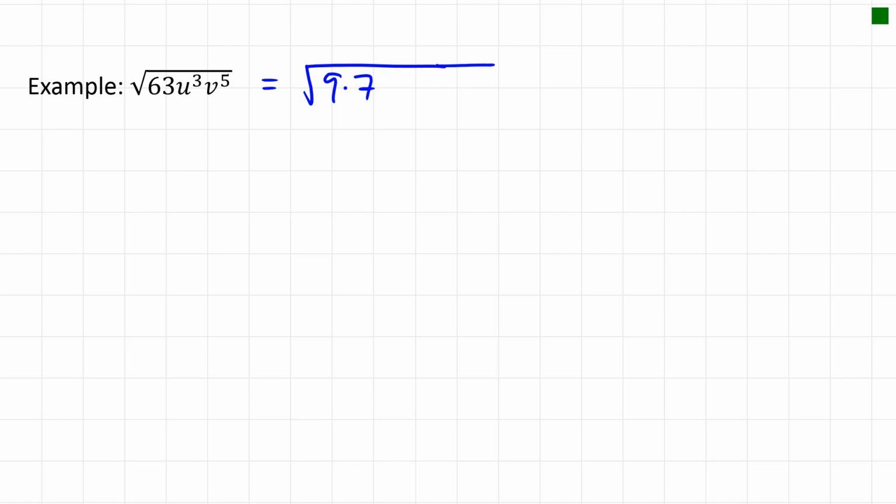And then u cubed, well, that would be u squared times u. So there's my perfect square there. 9 is a perfect square that will be pulled out, u squared is a perfect square that will be pulled out, and v I'll write as v to the power of 4 times v, because v to the power of 4 is also a perfect square. V to the power of 4, of course, would be v squared squared. So this is the square root of 9 u squared.